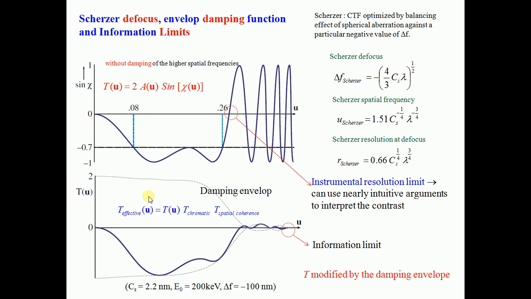So Scherzer, they defined the defocus parameter and damping function. Why did they use that? Because they want to remove this. Therefore, they only want to work there, and they want to choose this, for example. This is out of scope of my lecture. So Scherzer chose the defocus parameter and damping parameter in such a way that they are within the instrumental resolution level, and information ends there. So T is modified by the damping envelope.